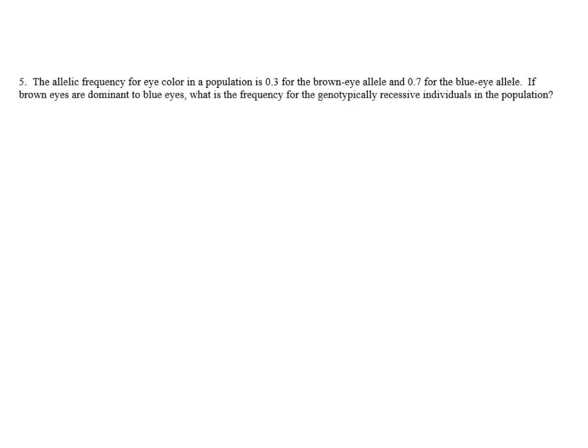So we're going to start here with number 5. It says the allelic frequency for eye color in a population is 0.3 for the brown-eyed allele and 0.7 for the blue-eye allele. If brown eyes are dominant to blue eyes, what is the frequency for the genotypically recessive individuals? So one thing we're going to remember is that in Hardy-Weinberg, the P is for the dominant trait and the Q is for the recessive trait.